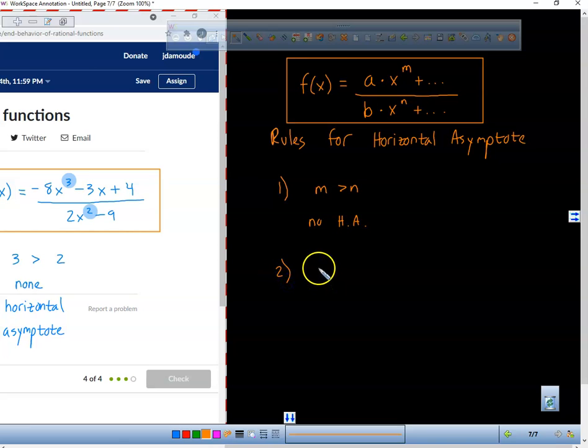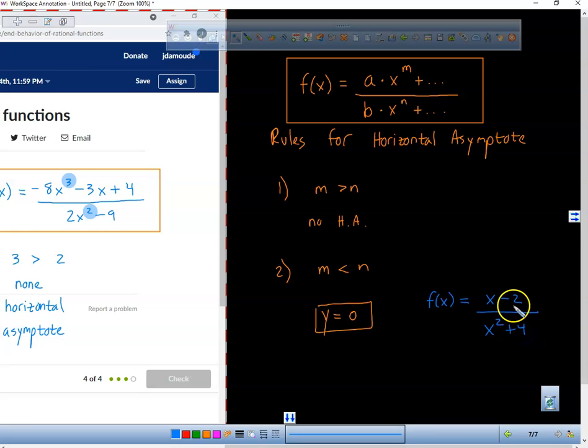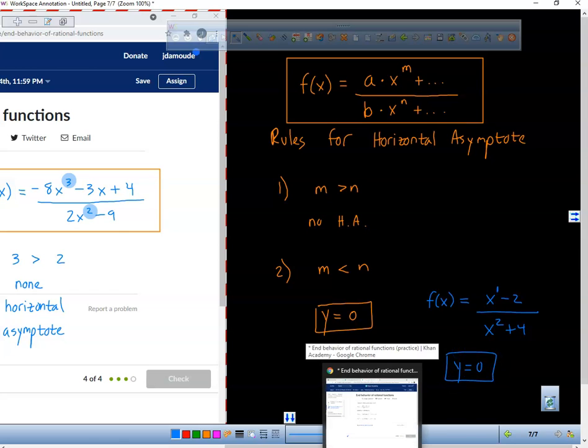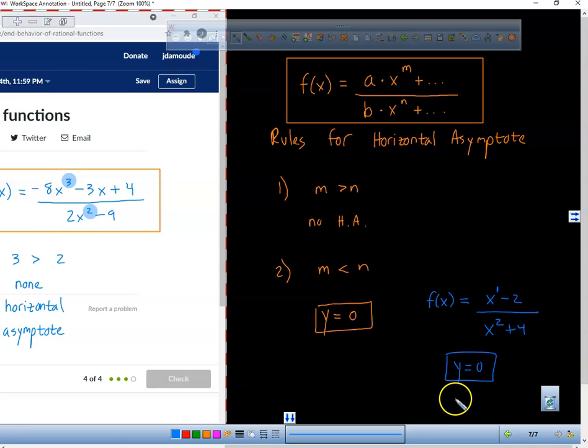Rule number 2. If m is less than n, which means if this power is less than this power, then you have a horizontal asymptote at y equals 0. Now what does that mean? I'll give you a quick little example, okay? What if I had a rational function like x minus 2 over x squared plus 4? Then automatically you just look at it and go, hey, look, you're a 1, you're a 2, 1 is less than 2. Your end behavior is always approaching 0, just like our very first problem. To the left and to the right, it went to 0.